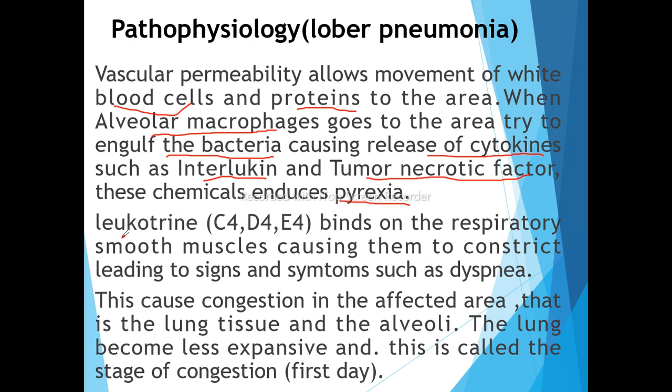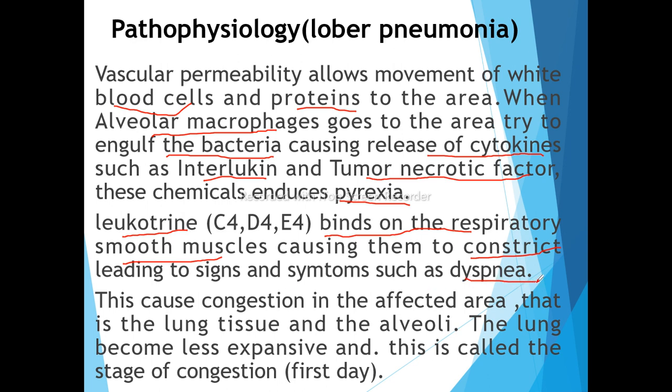Then remember, we talked about the leukotriene C4, D4, and E4, which are produced. So the other thing which these leukotrienes will do is that they will bind to the respiratory smooth muscles. So once they bind to those smooth muscles, these smooth muscles are going to constrict. So once they constrict, this will lead to signs and symptoms such as dyspnea.